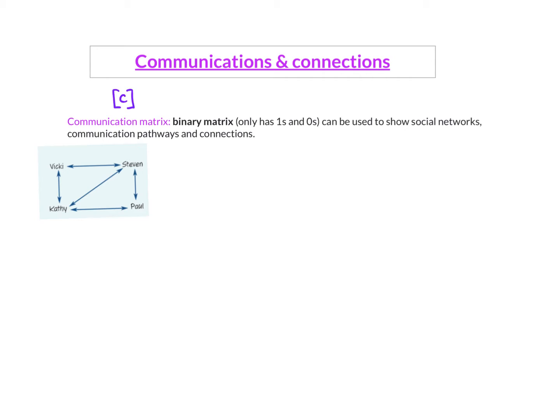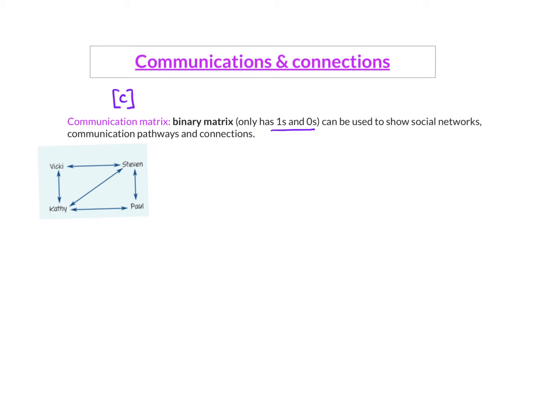So what a communication matrix is firstly, it's a binary matrix. If you don't know what a binary matrix is, it just means it only has ones and zeros. So binary coding is used in computer coding because you have ones and zeros and things like that. So you don't need to worry too much, but binary means ones and zeros. So what a communication network shows is a way how things are connected to each other.